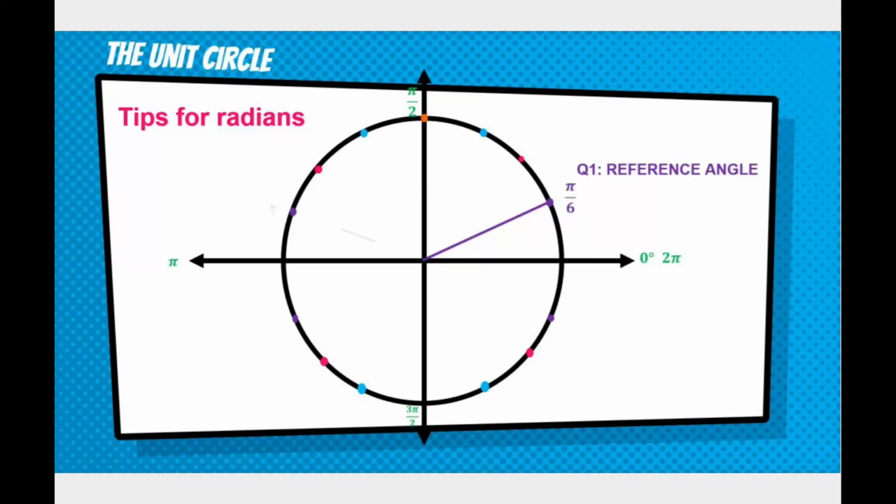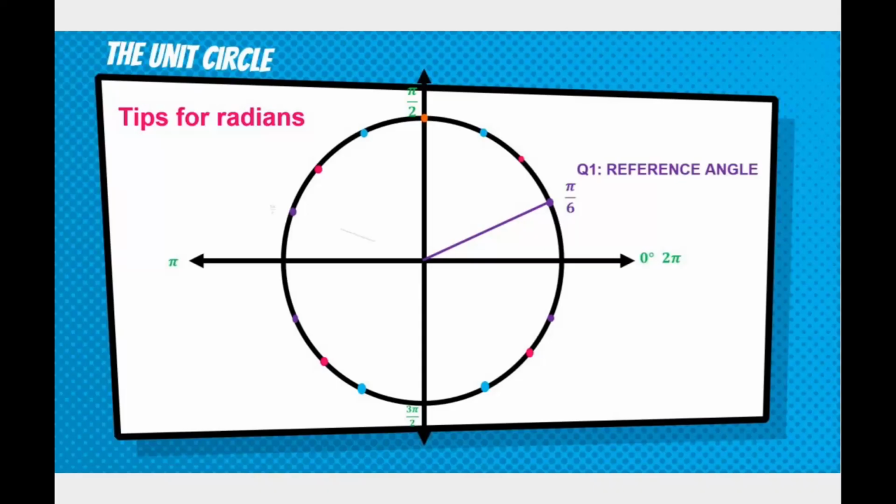So pi over 6 is our first line, our smallest angle that we have on the unit circle. And this would be considered our reference angle. Our reference angles are between 0 and pi over 2, so this would fit. Now, in quadrant 2, I'm going to give you a hint for these, they're all going to have the same denominator.